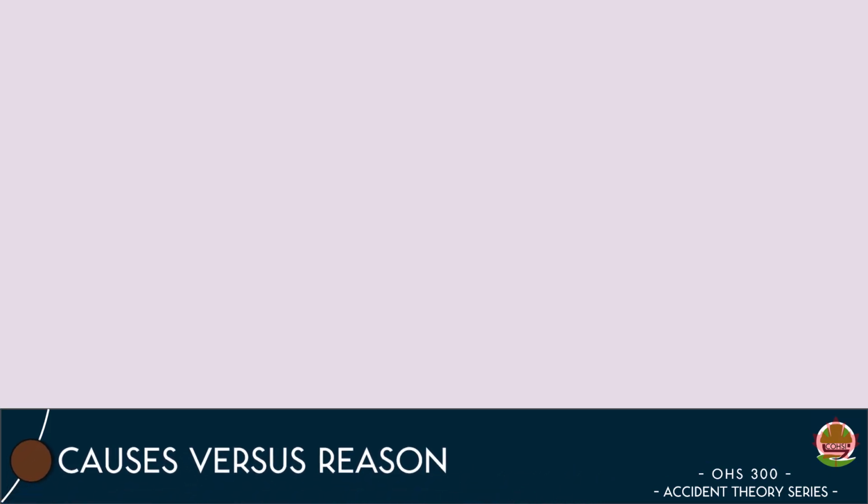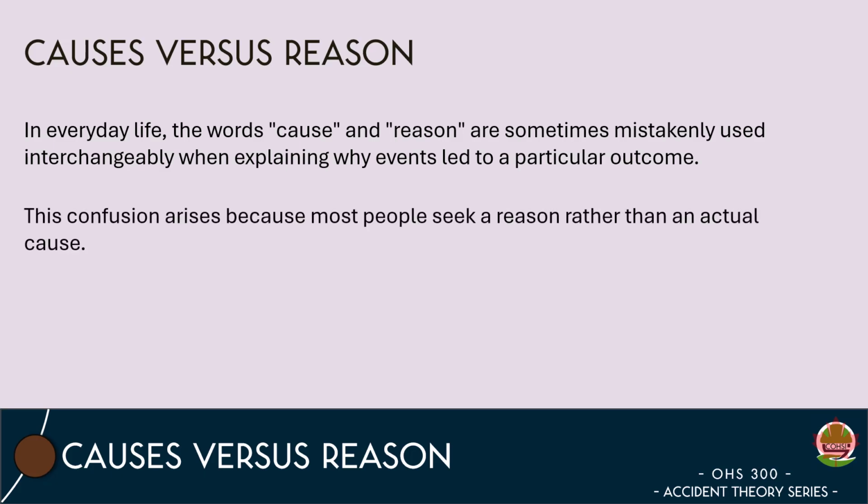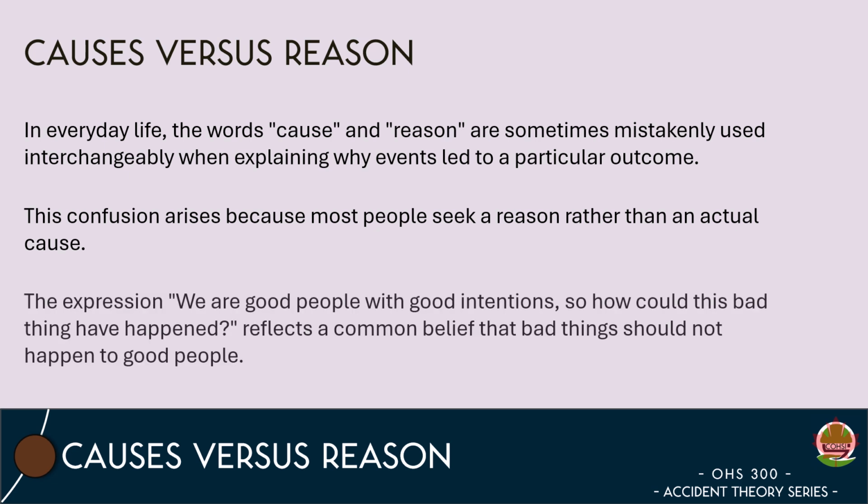In everyday life, the words cause and reason are sometimes mistakenly used interchangeably when trying to understand why a sequence of events led to a particular outcome. This confusion arises because most people seek a reason rather than an actual cause. The expression, "we are good people with good intentions, so how could this bad thing have happened?" reflects a common belief that bad things should not happen to good people.